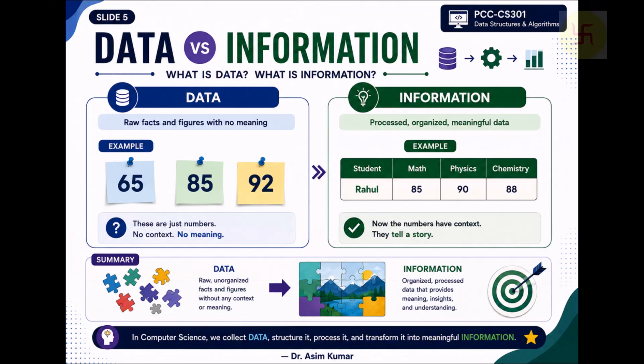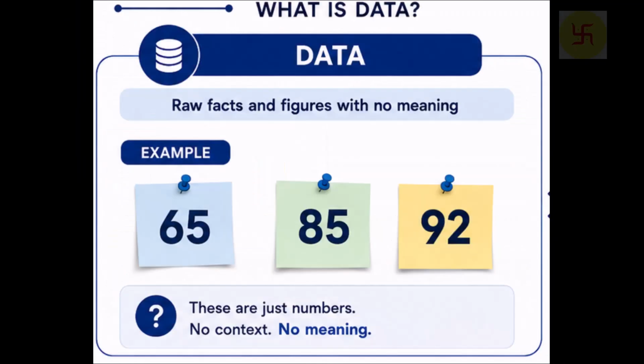Before we go deeper into data structures and algorithms, we need to understand the basic difference between data and information. What is data and what is information? Look at these numbers: 65, 85 and 92. What do these numbers mean? At this point, we don't know. They are just raw facts or figures without any context.